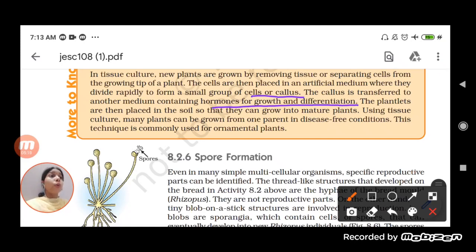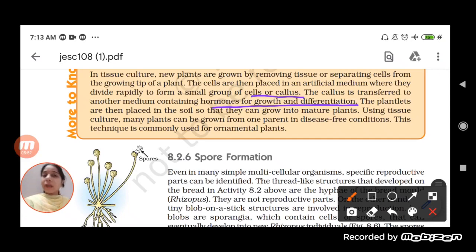When I say growth, it means the cell division process takes place, but when I say cell differentiation, that will help in forming specialized kinds of cells or tissues. So at first we will keep this callus into a medium where we provide the hormone which helps in cell division, and then we will keep it in the medium where cell differentiation can take place easily. Due to which there is a formation of a plantlet.